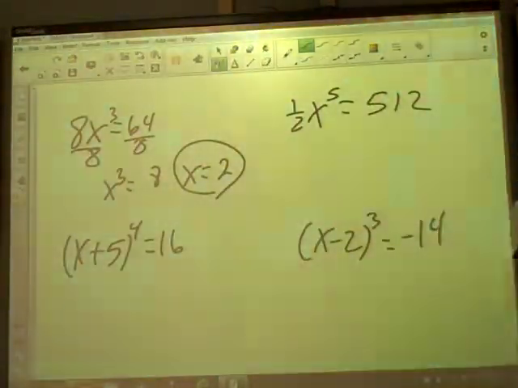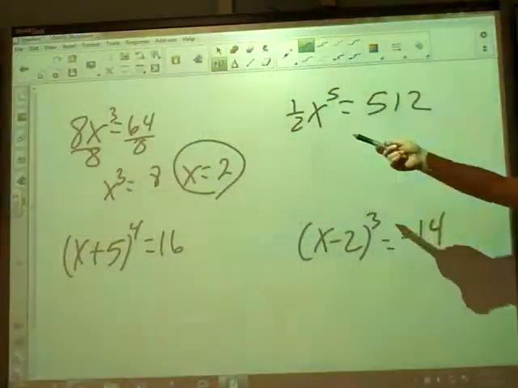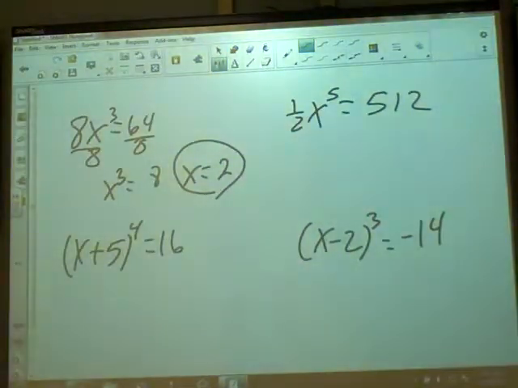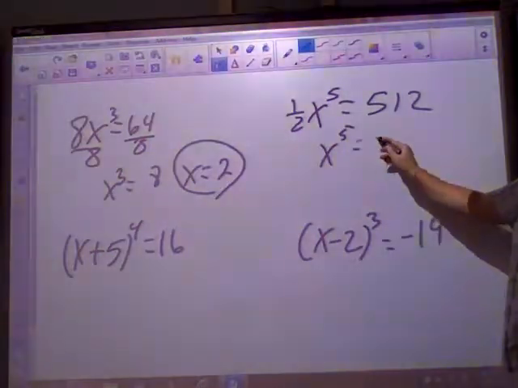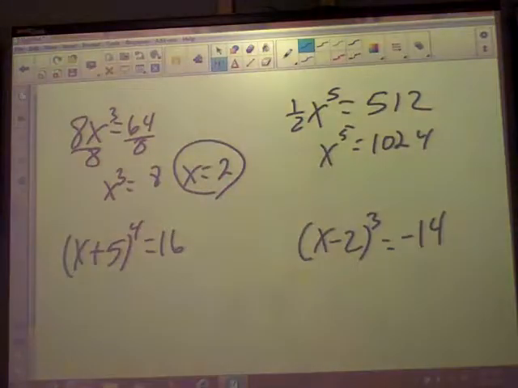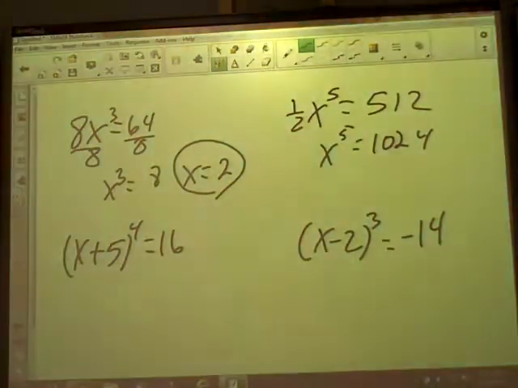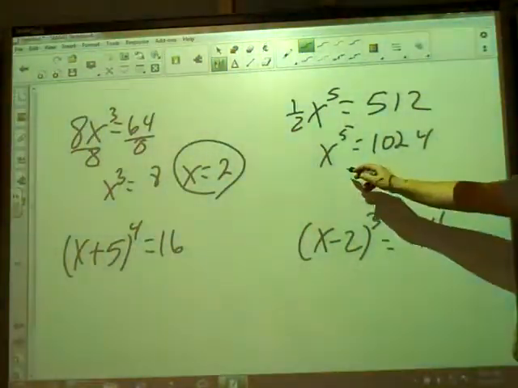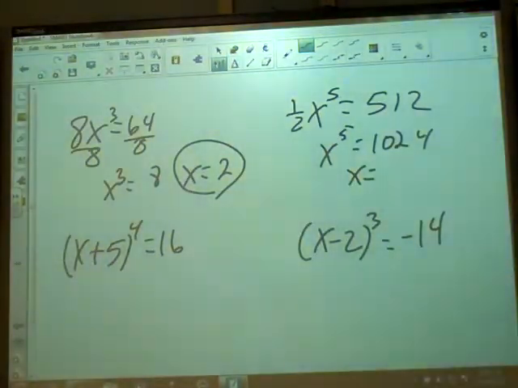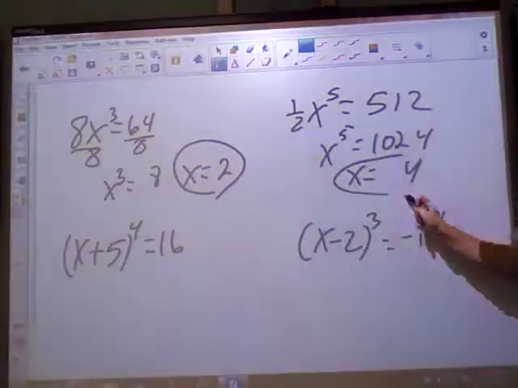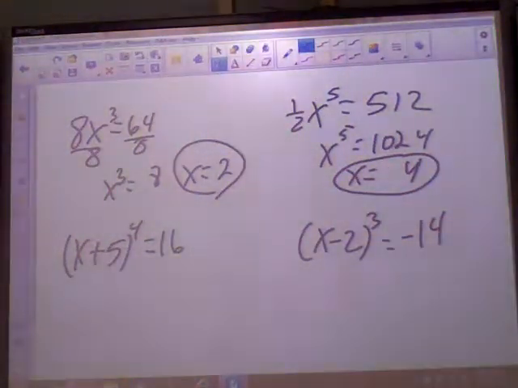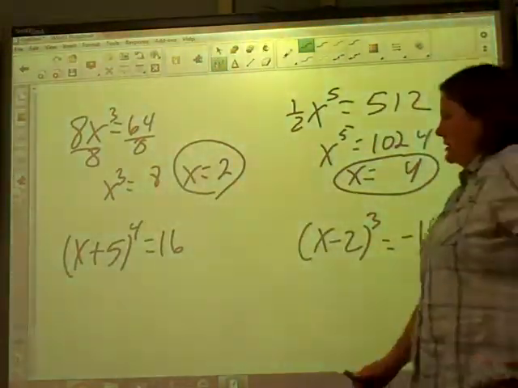Alright, this one is similar, except it has a fraction, and what you need to remember is when you divide by a fraction, that's the same as multiplying by the reciprocal. So 512 divided by a half is the same as 1,024. Then that's to the 5th power, so you undo the 5th power by 5th rooting. What's the 5th root of 1,024? And it's an odd power, so it doesn't take plus or minus, it just stays like it is. Boom.